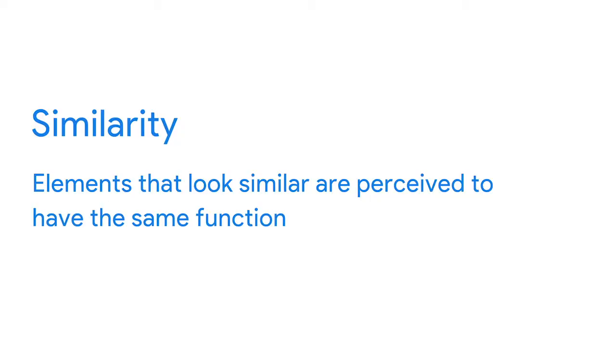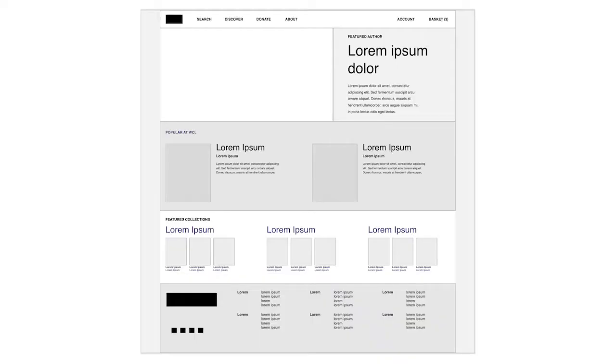Remember, similarity means that elements that look similar are perceived to have the same function. Elements might look similar based on their shape, size, or color. Let's check out how the principle of similarity came to life in my wireframes of the Wisconsin County Library website. In the popular at WCL section of the homepage, there are two areas that have a rectangle for a book and accompanying text for the book title, author, and description. Notice how these two groups are identical in size and shape? Because these two groups look similar, users can tell they have the same function.